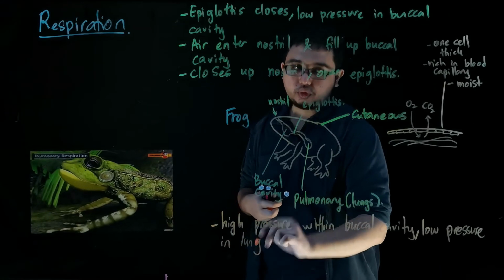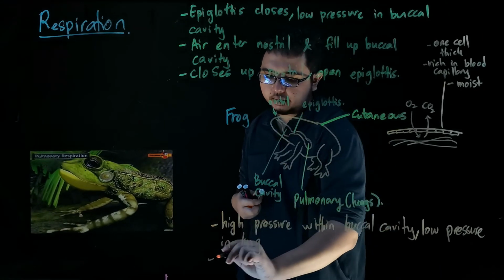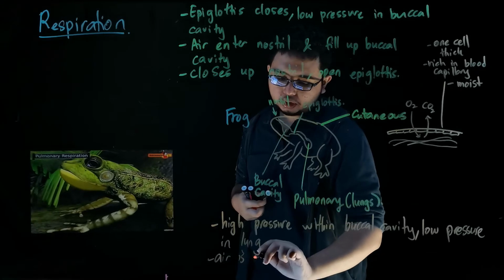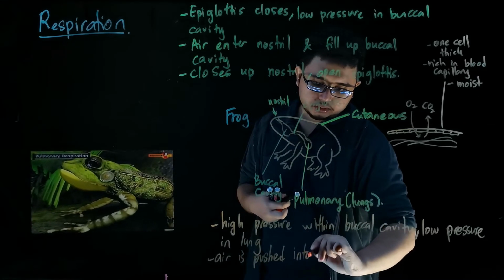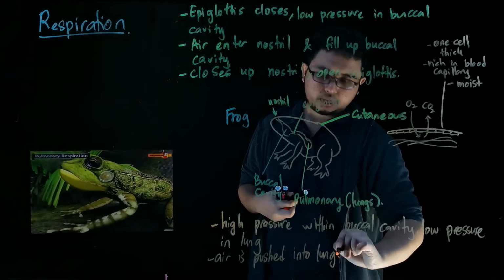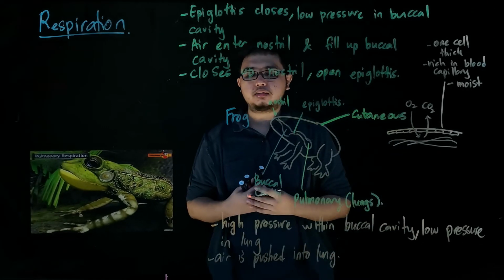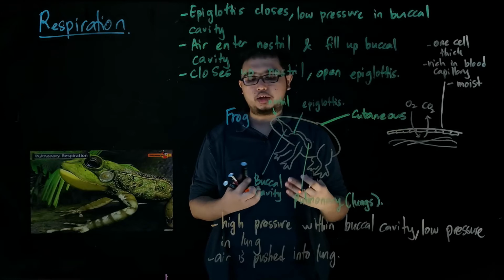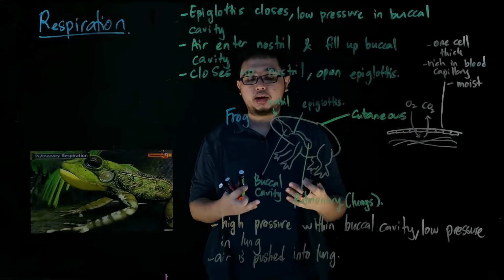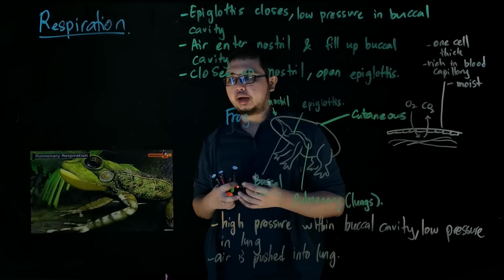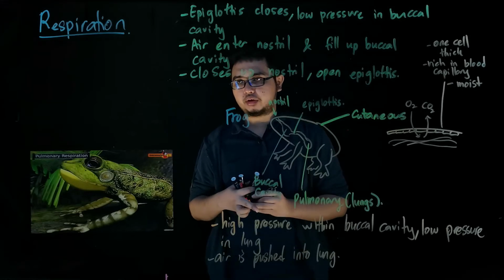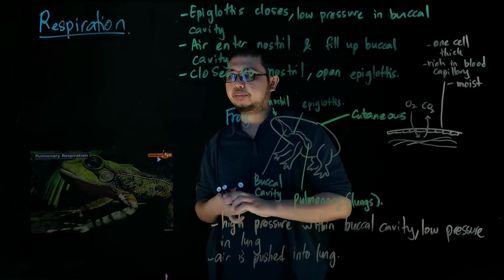So what happens? Now your air is pushed into the lung. As the air enters the lung, gaseous exchange takes place similar to humans. We're going to talk about that in greater depth when we go to the mammals. Now let's take a look at how the pulmonary respiration of frogs takes place.